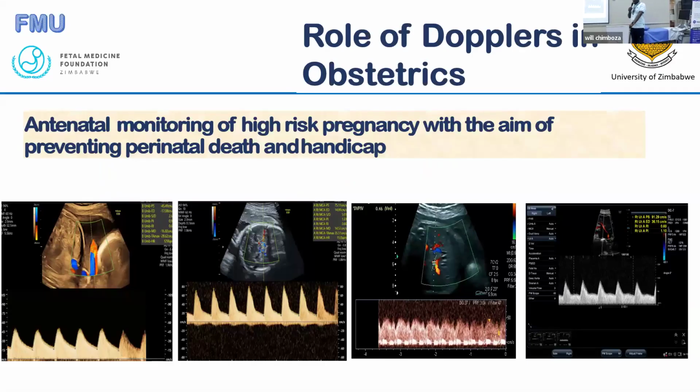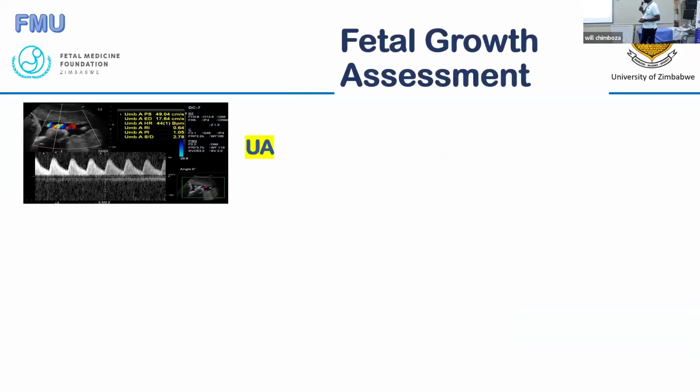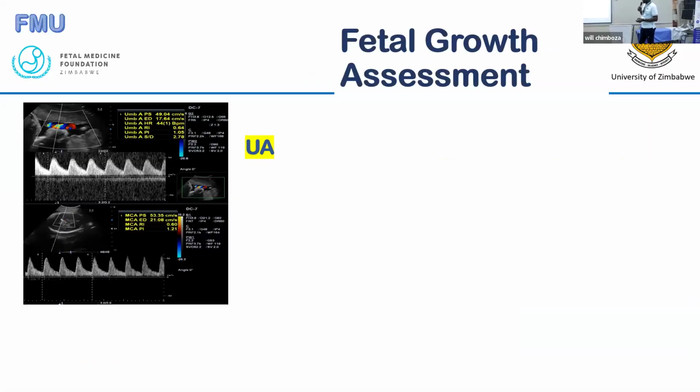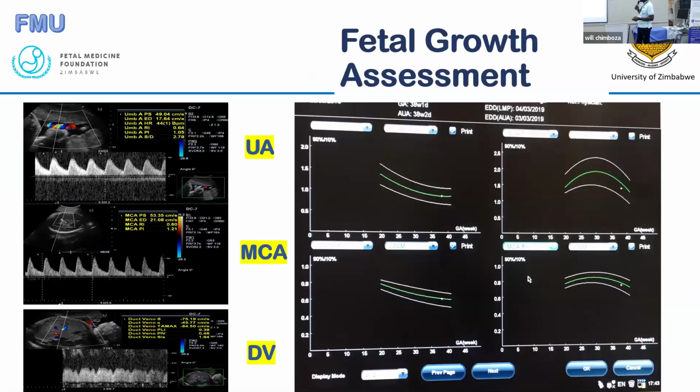So antenatal monitoring of high-risk pregnancies with the aim of preventing perinatal death and or handicap is one of the vital tools in which Dopplers can be used in the fetal growth assessment. So I've got the various types of Dopplers which I'll go through. All right, so fetal growth assessment, which the colleague who has just presented before told us about the biometry.